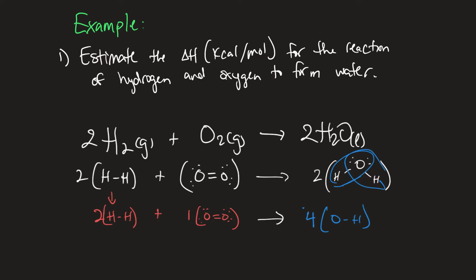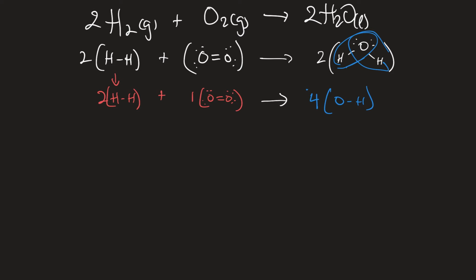Now that we know that, we could look into a bond dissociation energy graph, and it gives us the numbers that we need. For H-H, it tells us that the bond is 103 kilocal per mole. For your double bond O's, it is 119 kilocal per mole. And then for our OH, it is 112 kilocal per mole.